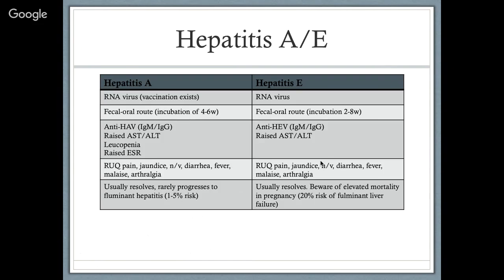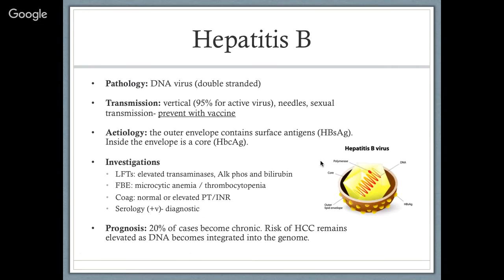Hep B is the one you need to know most about. It's a DNA virus, vertical transmission, so 95% if the patient's got active virus. Also bloodborne, so needles, sexual transmission, and we can prevent with a vaccine. When we talk about the hepatitis B serology, it's important to know that there's antigens on the surface and there's an envelope and there's a core. Just general liver function tests, serologies for diagnosis, but we also do LFTs, FBE, COAG. And prognosis, 20% of cases will become chronic.